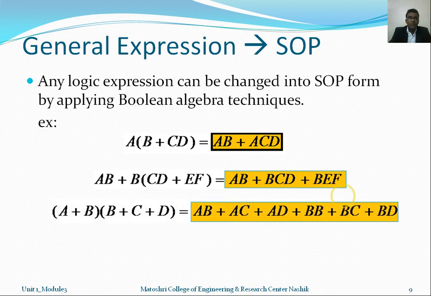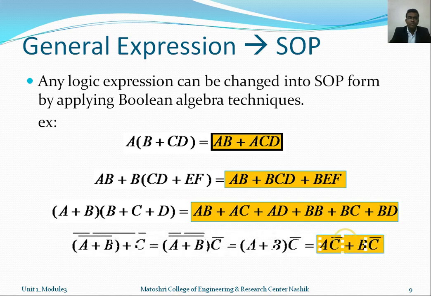So each and every logic expression can be changed into SOP. These two brackets are multiplied to each other as in ordinary mathematics. So we get AB or AC or AD or BB or BC or BD. So there are 6 product terms, and they are the sum of 6 product terms. So we get any logic expression into a standard SOP form.